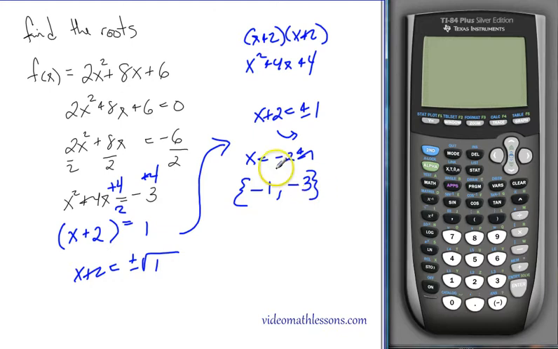Now, I could have factored this problem, or I could have done the quadratic formula. The problems occur when you can't factor it. When doesn't it break down? Well, that would be irrationals and imaginaries. So let's take a look at another one.